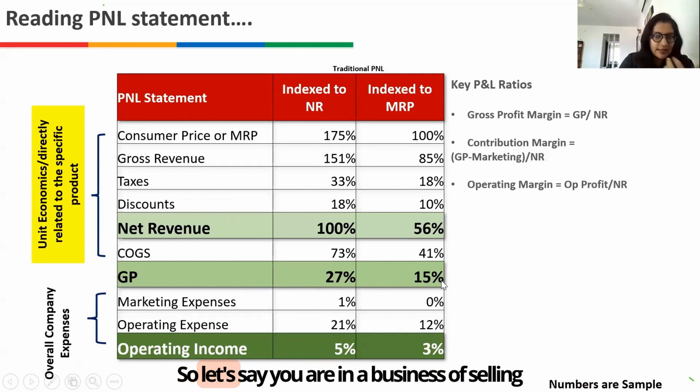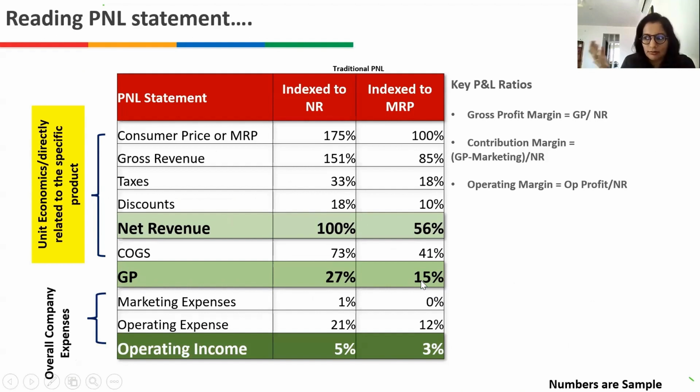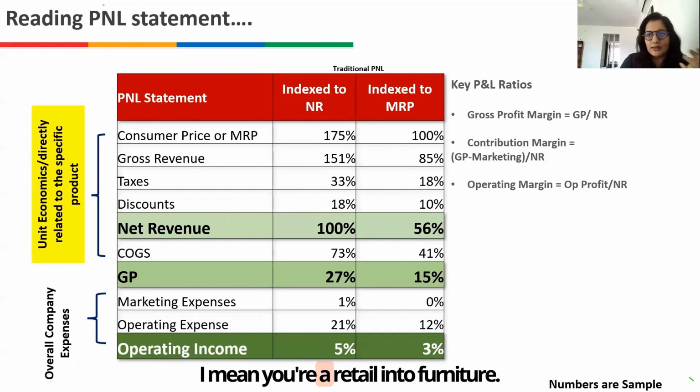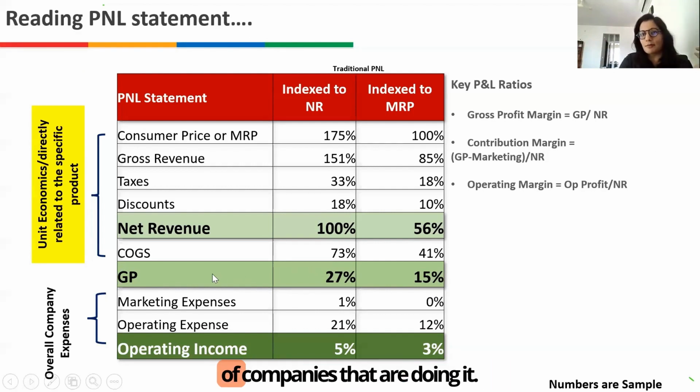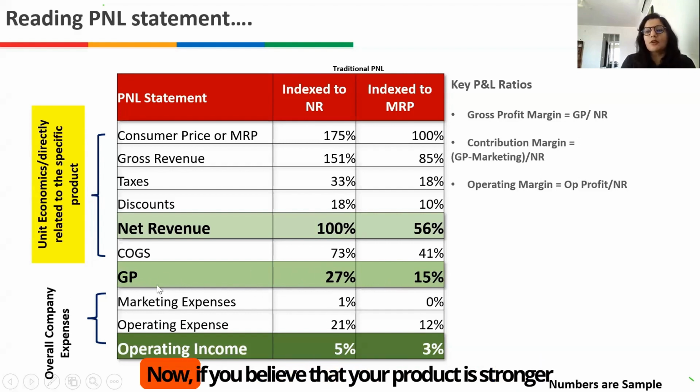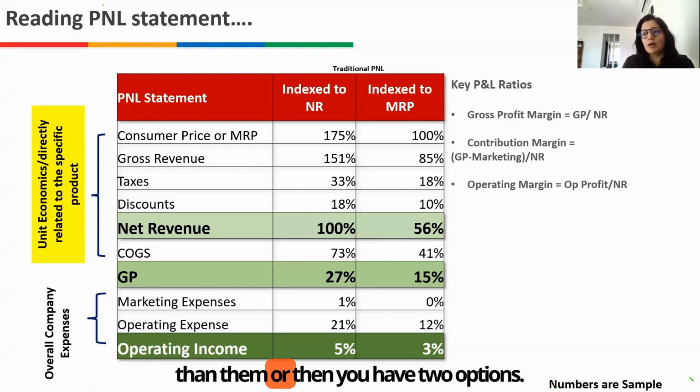So let's say you're in the business of selling furniture, retail into furniture. Now there are already a couple of companies that are doing it. You will at least have some understanding of what gross profit margin your competitor is on. Now, if you believe that your product is stronger than theirs, you have two options.